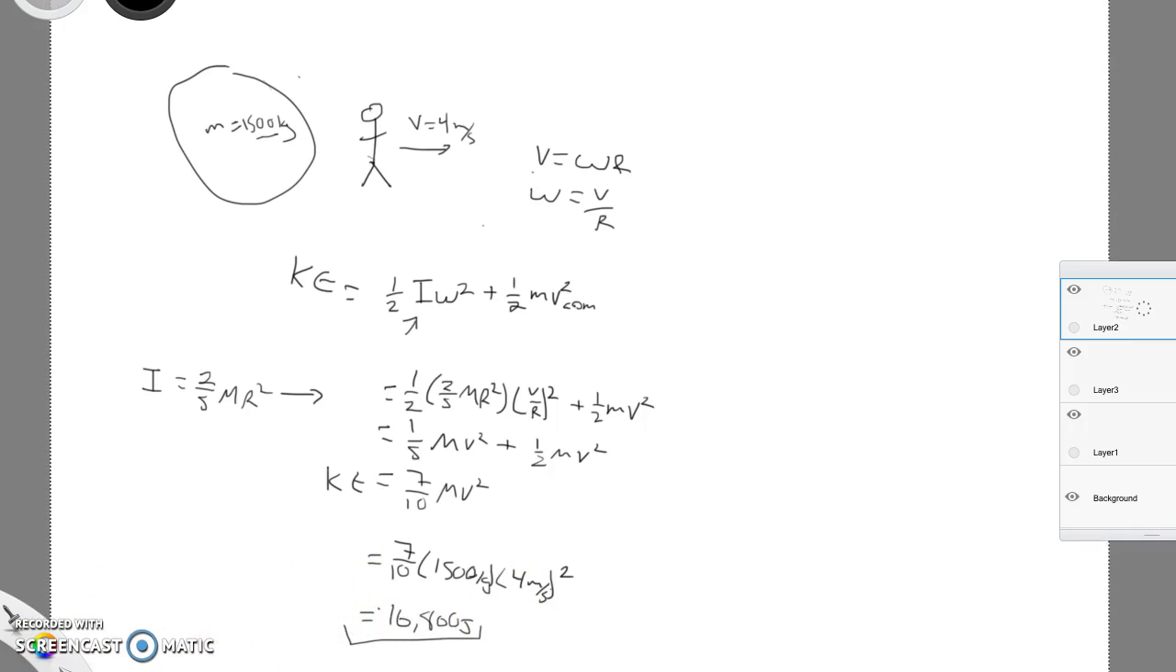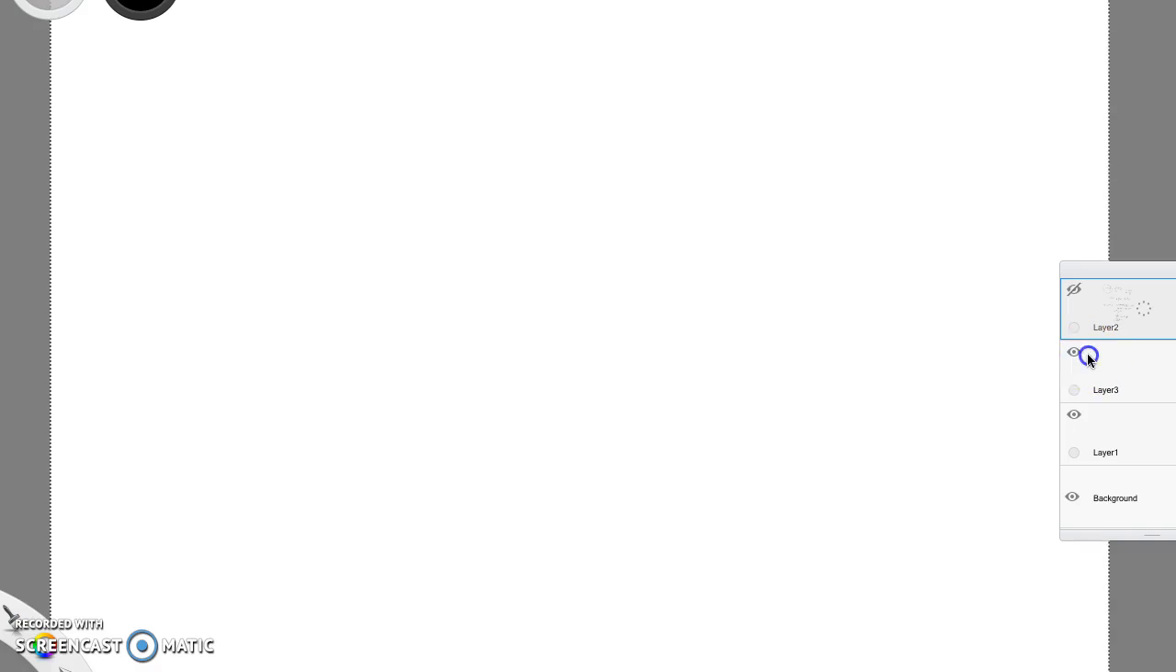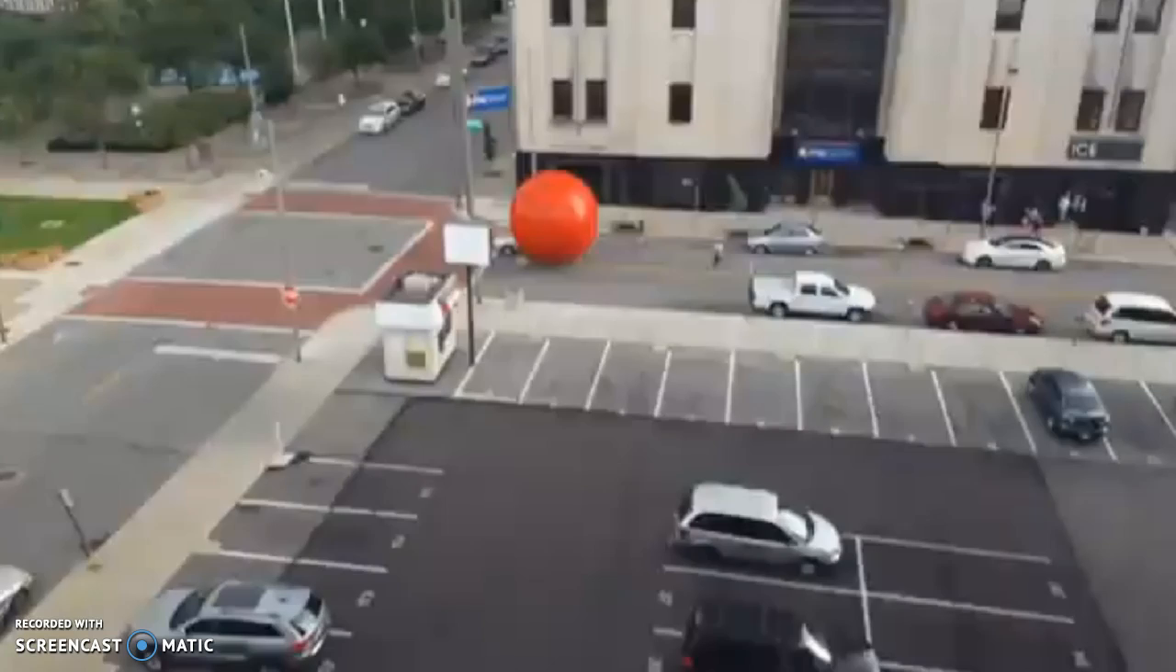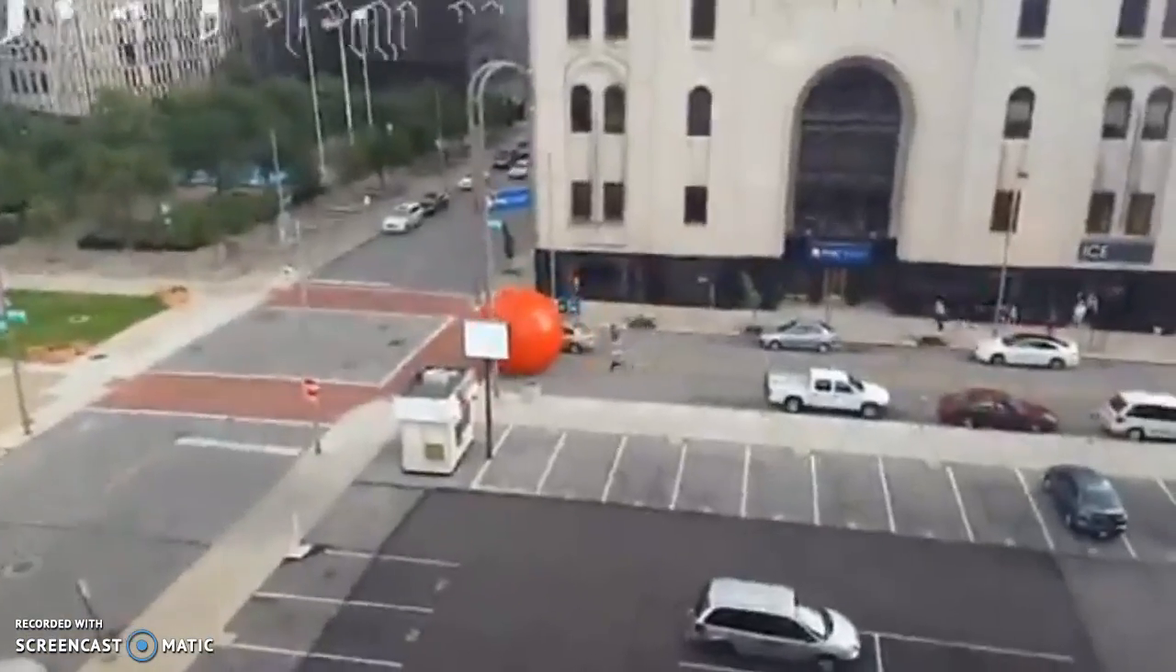Alright, and I think I'm going to have you guys practice one now. So let's go ahead and we'll save this. Let's come up with another problem. This will be our next scenario. Pay attention because it's going to happen really fast. This is an art exhibit that got away. It's a big giant red ball, and it just took off down the street.